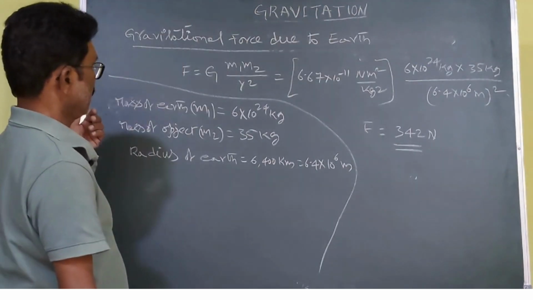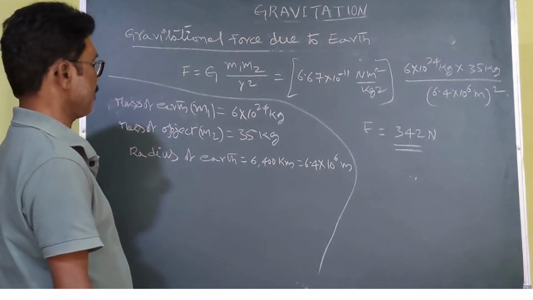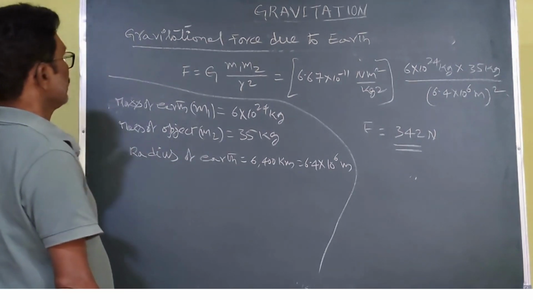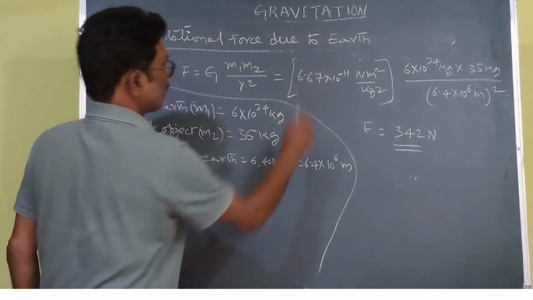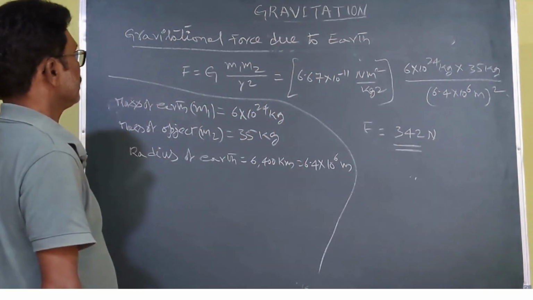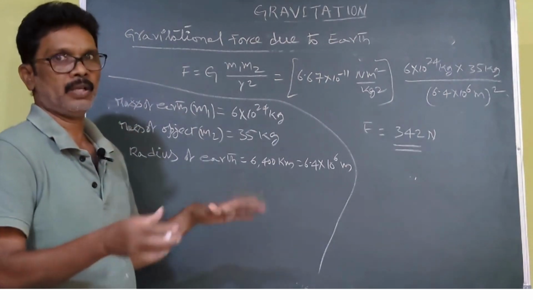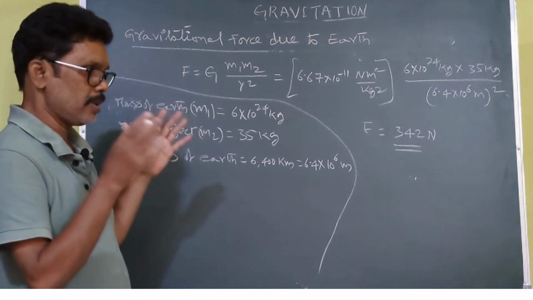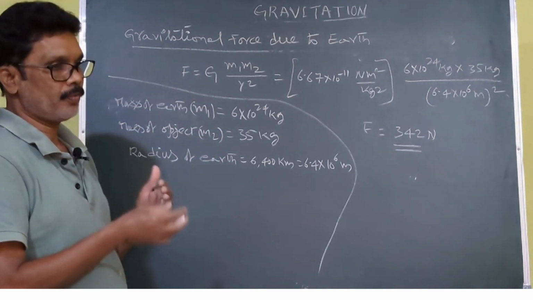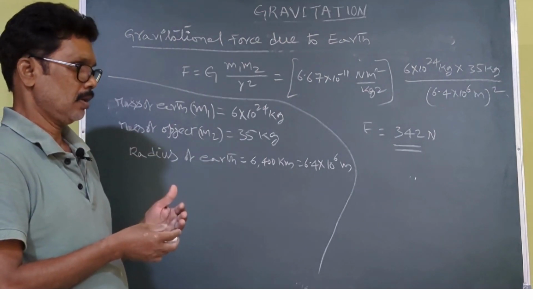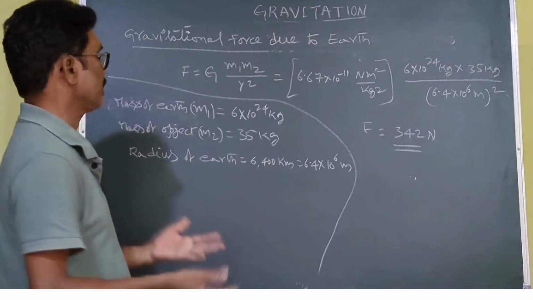We are calculating acceleration due to gravity, so we are discussing different topics to arrive at that value. The next one is the gravitational force due to earth. What is the gravitational force? We know that the earth is like a huge magnet; it has gravitational force. We can calculate the gravitational force of the earth acting on any object on this planet.